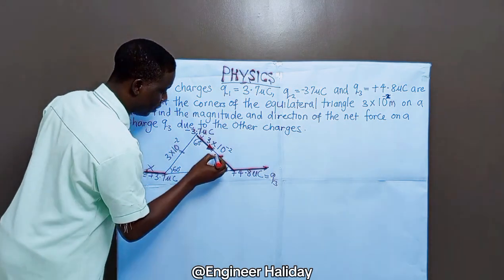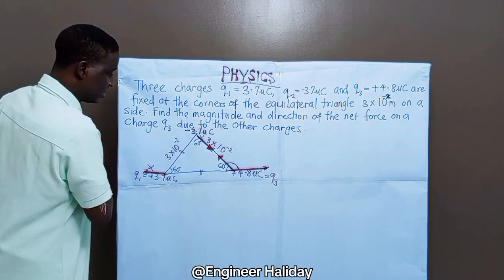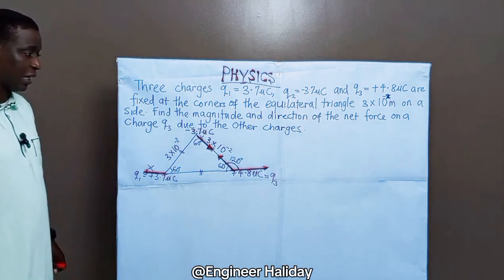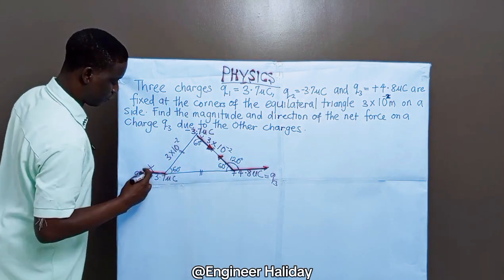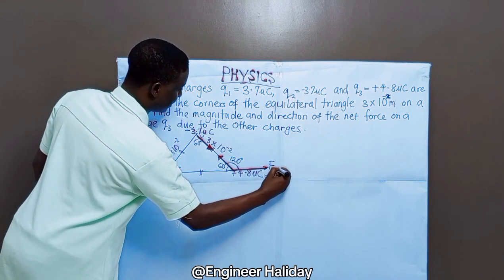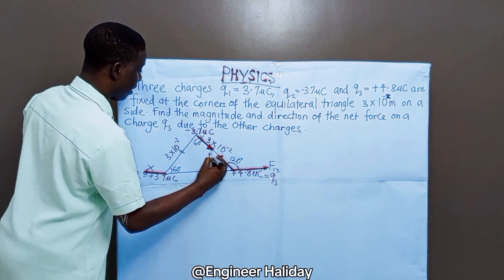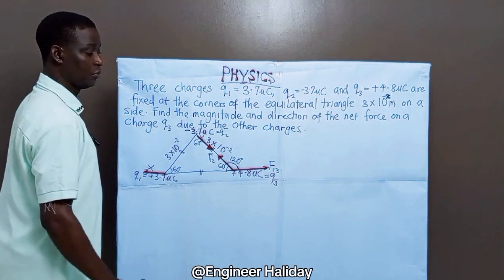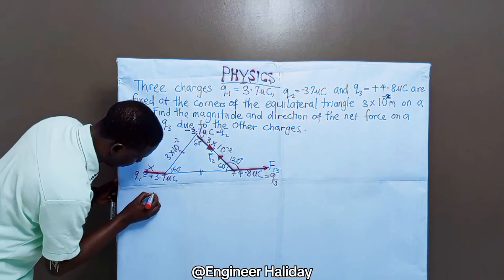So at Q3, if you draw it, this angle is 120 degrees. The angle between them is 120 degrees. Let's take note of that. Let's call the force between this and this F13, and the one between Q3 and Q2 F12. If you draw it out, we are going to have a diagram of this kind.